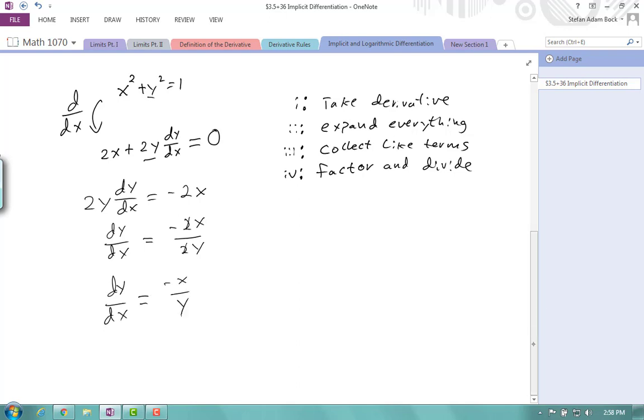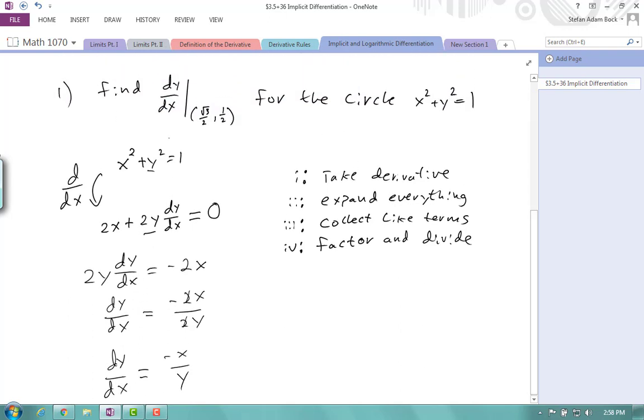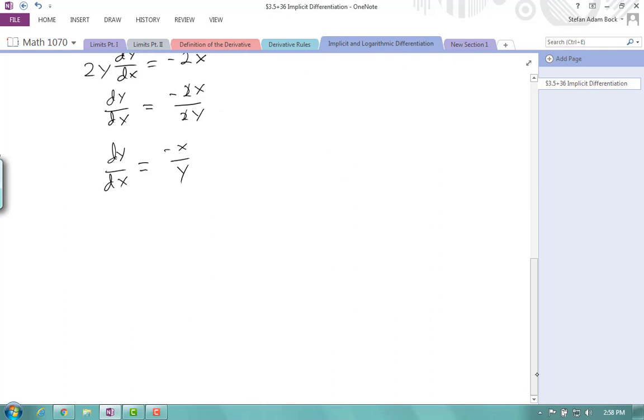So for this problem, I wanted to find out dy/dx at the point root 3 over 2 and 1/2. So I'm just going to plug that point into my derivative. dy/dx at root 3 over 2 comma 1/2 is going to be equal to, my x value is root 3 over 2, my y value is 1/2, leaving me with negative square root of 3. And that would be the slope at the point root 3 over 2 comma 1/2 on the unit circle.